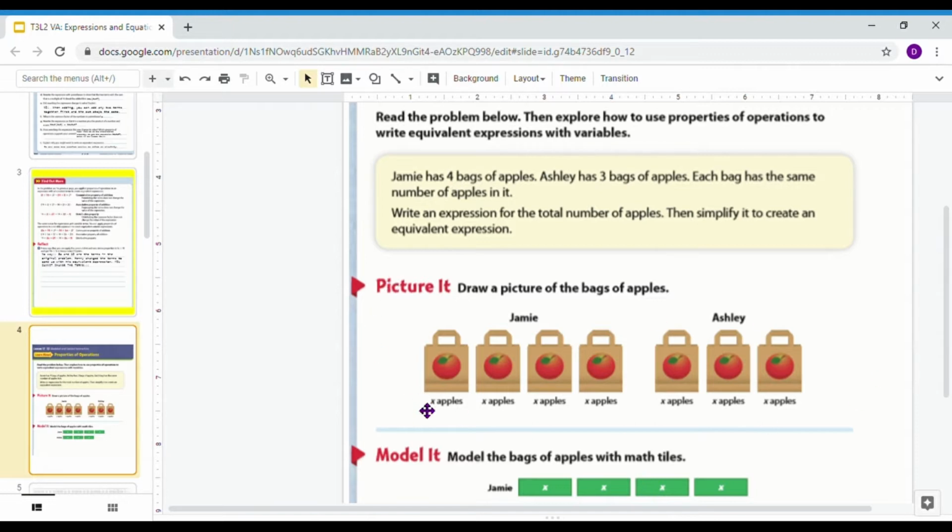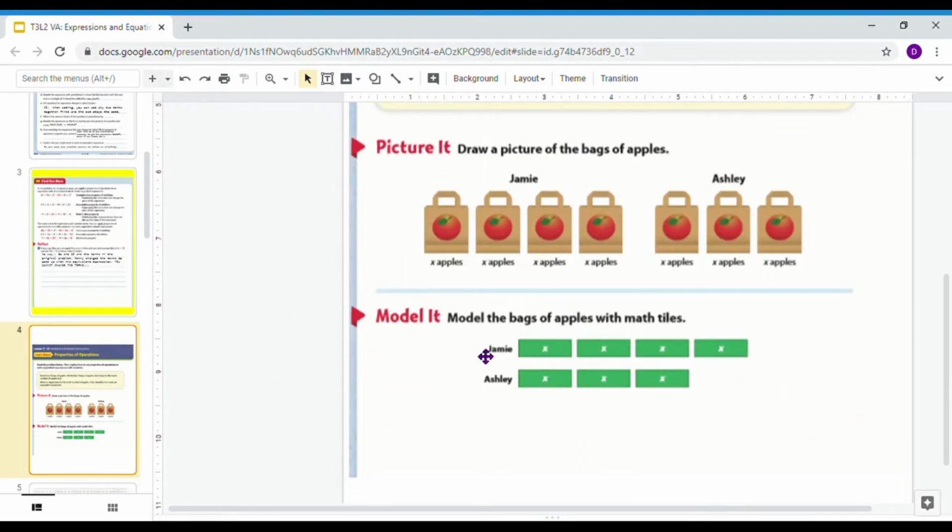So in this case, they drew Jamie's 4 bags and Ashley's 3 bags, where each bag has X amount of apples. Because reminder, we have zero idea of the number of apples in each bag. So that's all she drew for her picture. And then she drew it with the tiles, which is essentially the same. We can see 1, 2, 3, 4 bags with X amount of apples. Ashley's got 3 bags with X amount of apples.